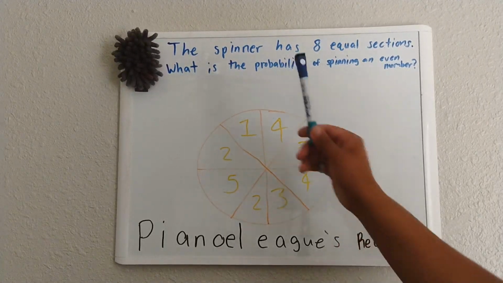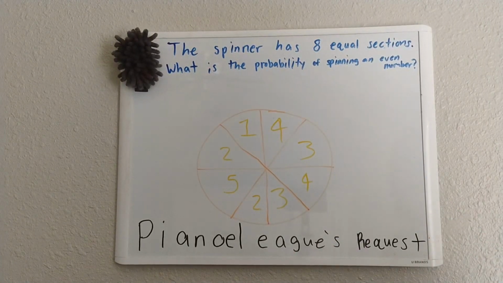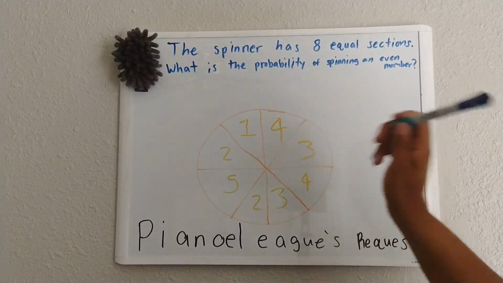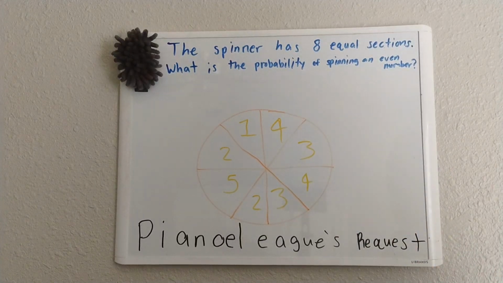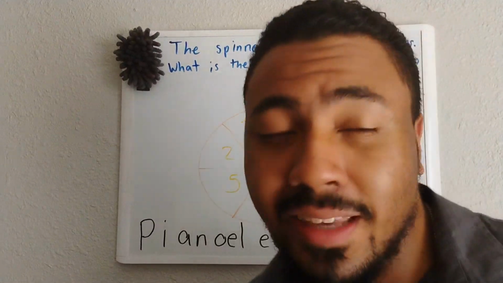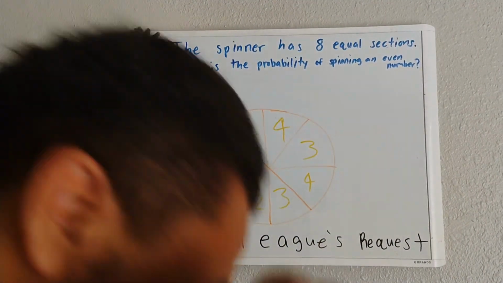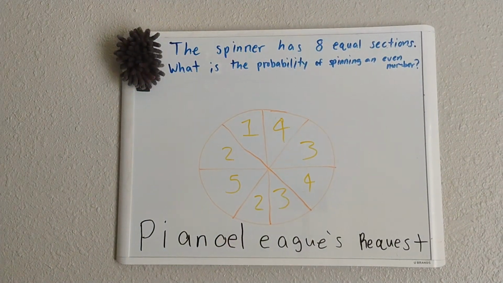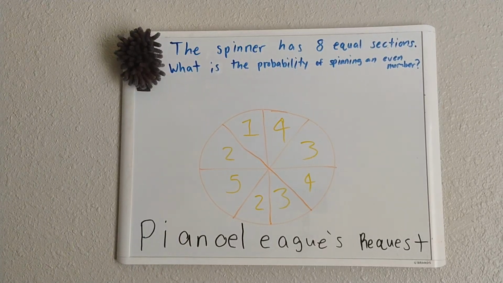So the spinner has 8 equal sections. What is the probability of spinning an even number? Well, probability is a fraction, percentage, you might say. So we might as well just do all of them, right? So let's figure it out.